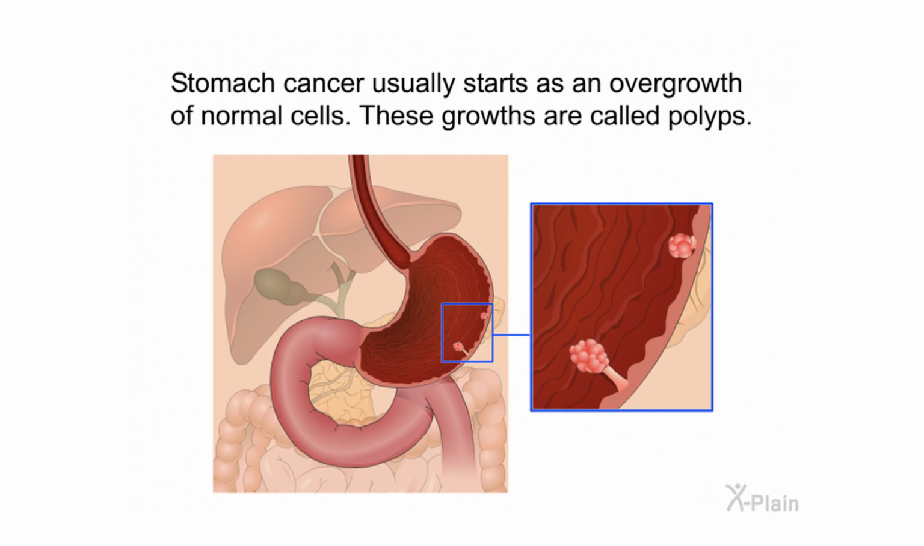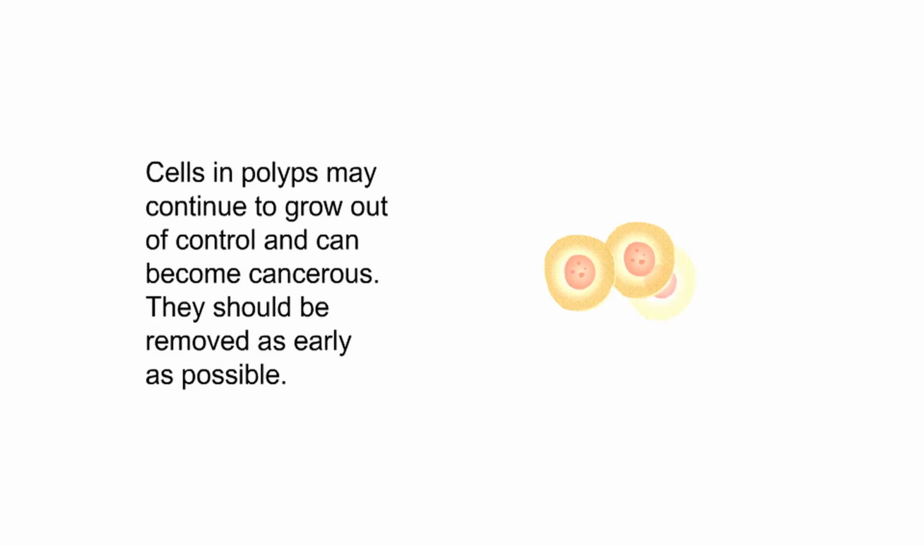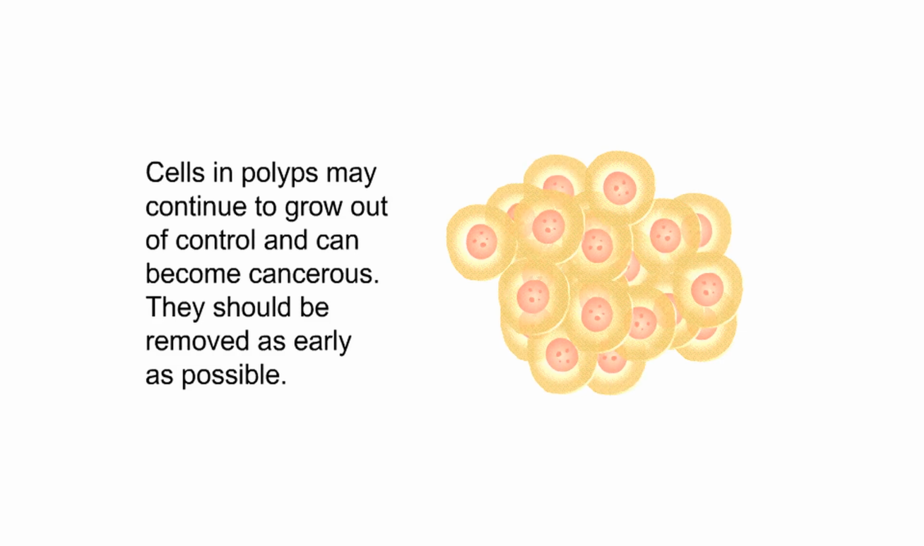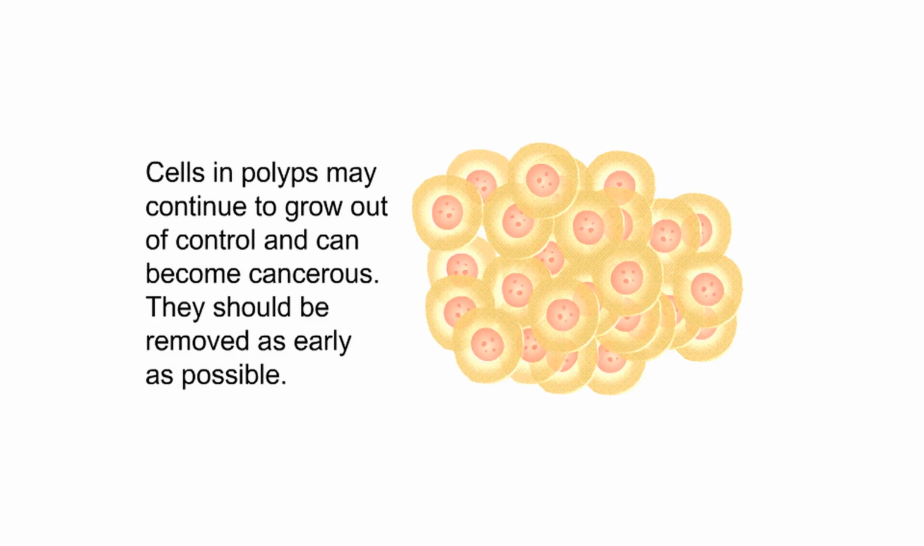Stomach cancer usually starts as an overgrowth of normal cells. These growths are called polyps. Cells in polyps may continue to grow out of control and can become cancerous. They should be removed as early as possible.